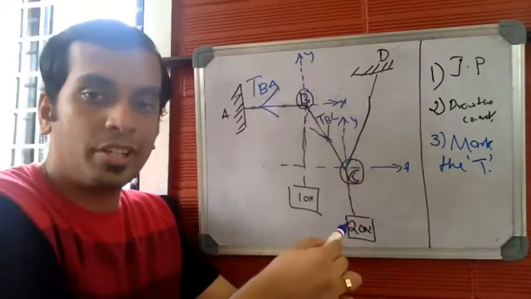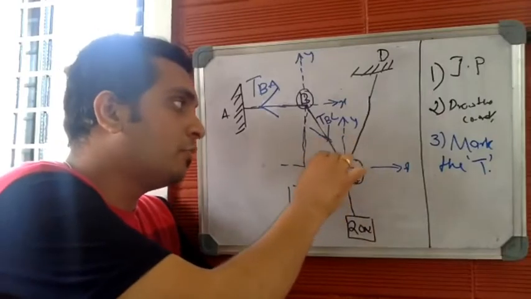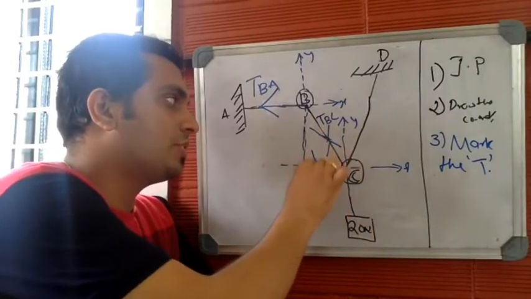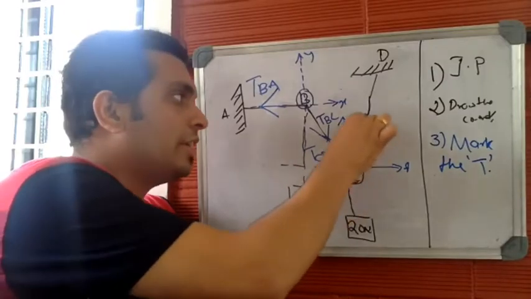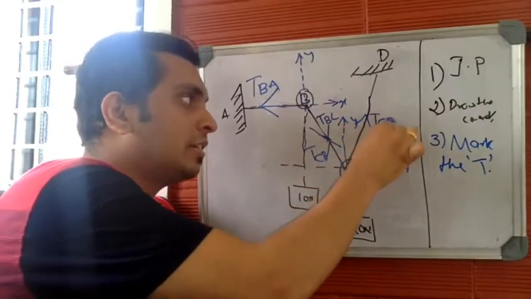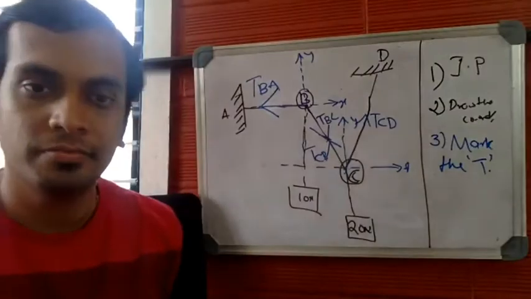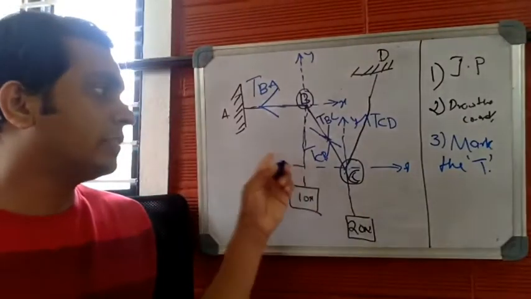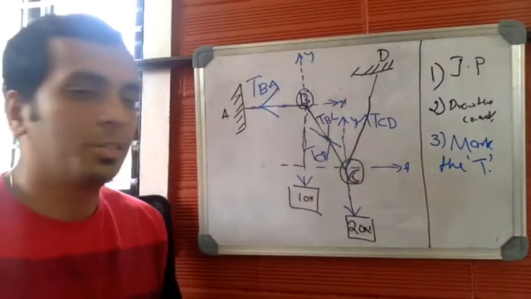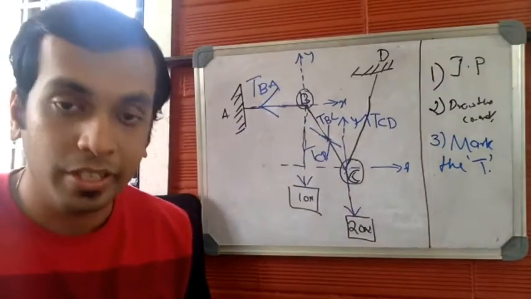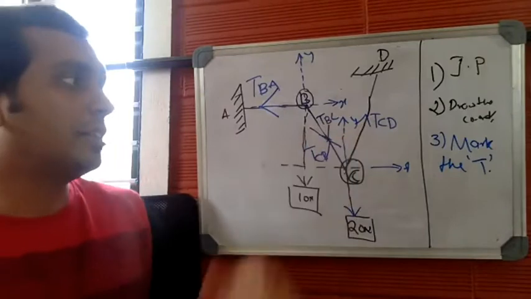Let us concentrate on junction C. Tension will move away from the junction point. This is TCB. Both are same. Again, tension will move away. This will be TCD. These are the two suspended loads. Suspended loads will always move vertically downwards. So this is how you mark the tension.